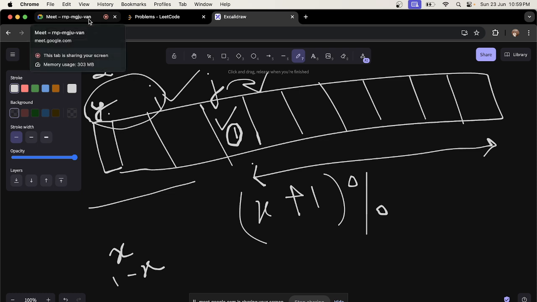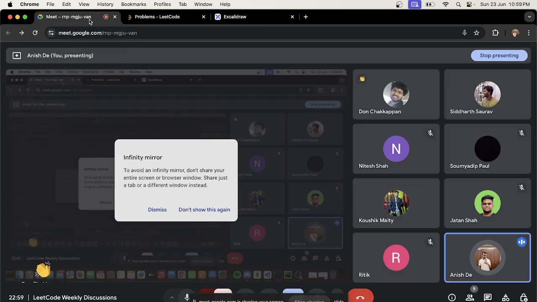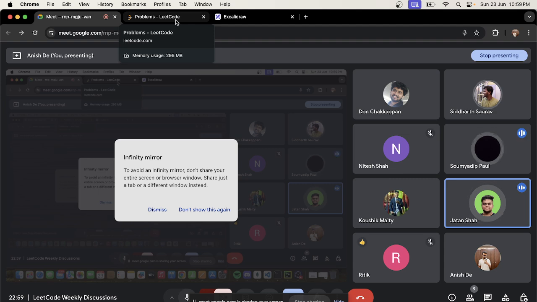Everyone got it? Kaushik, Dawn, Ritik, yes. Jatan, I think you didn't solve this. So did you get it, Soumyadeep? Yeah, I got it.